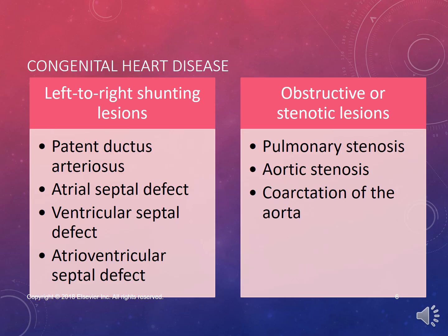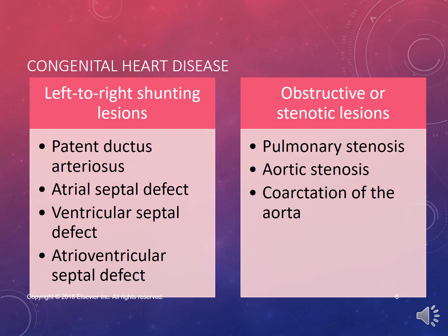So starting with some of our left to right shunting lesions, we'll start with the PDA, or patent ductus arteriosus. This is an incomplete closure of the ductus arteriosus. Ideally, we want this to close within 24 hours after birth. Ductus arteriosus is one of the shunts in our fetal circulation. That shunt closes because there's a drastic decrease in prostaglandin levels directly after birth.